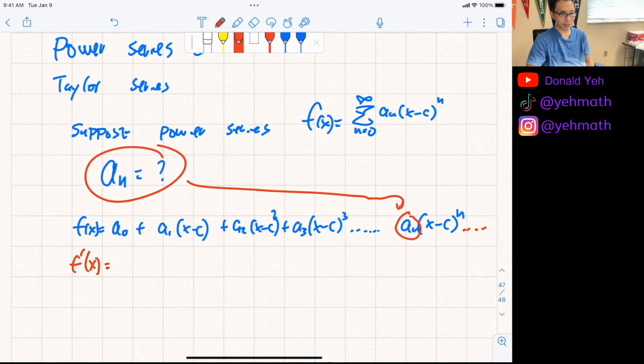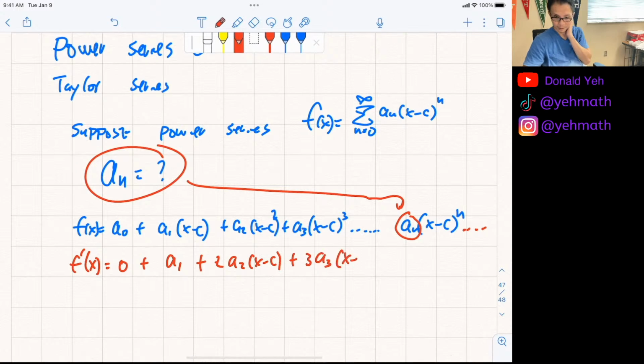So if I take the first derivative, what am I going to get? a0 prime is going to give me 0, right? This is going to give me just a1, and this is going to give me 2 times a2 times x minus c, and plus 3 times a3 times x minus c squared, and so on, to n times a_n times x minus c to the n minus 1.